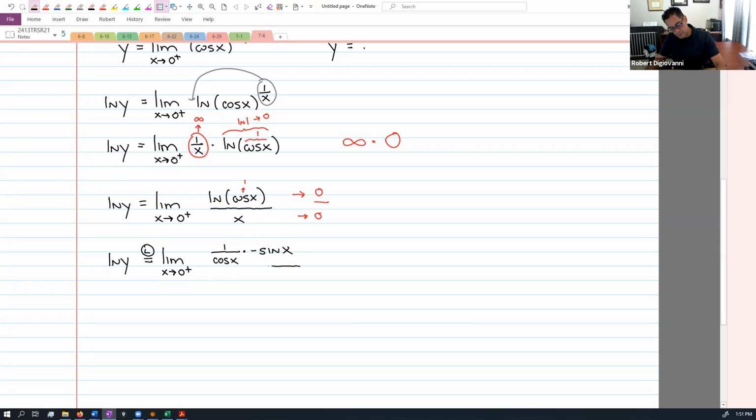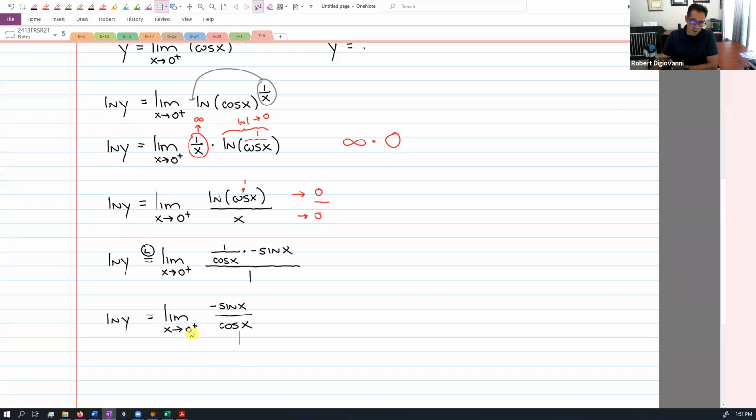Good, how about the bottom? That's just going to be 1 since this is an x. So we don't even need it there, right? Not really. Okay, good. Do you recognize sine over cosine? You don't need to recognize it, but it might help. You don't need it though. Let's just leave it as negative sine of x over cosine of x.